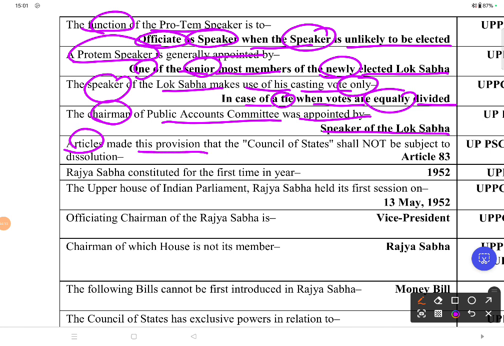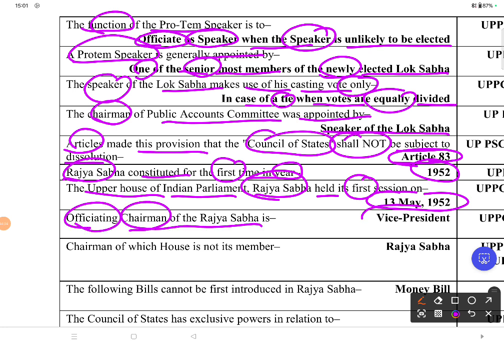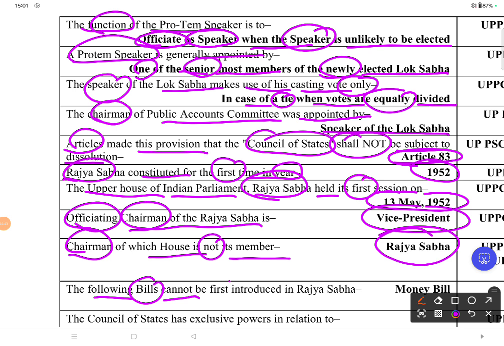Which Article made the provision that the Council of States shall not be subject to dissolution? Article 83. Rajya Sabha was constituted for the first time in the year 1952. The Upper House of the Indian Parliament, Rajya Sabha, held its first session on 13th May 1952. The Officiating Chairman of Rajya Sabha is the Vice President. The Chairman of which house is not its member? Rajya Sabha. The following bills cannot be first introduced in Rajya Sabha: money bill.